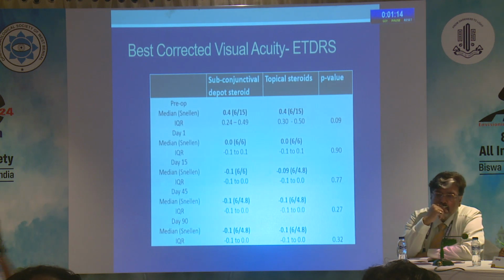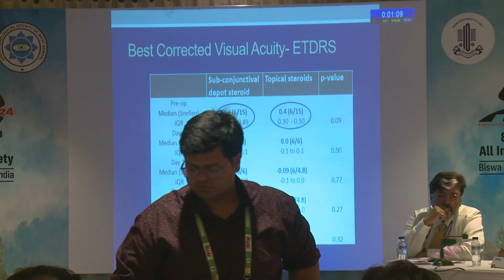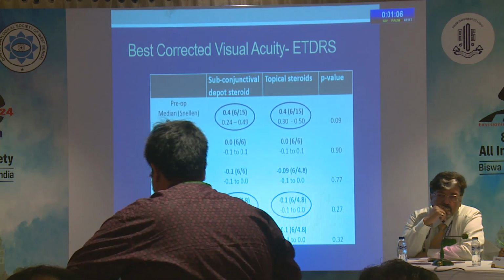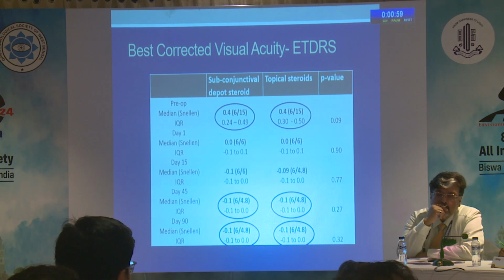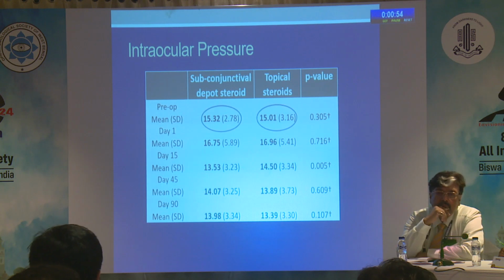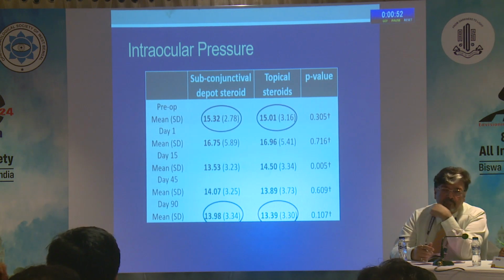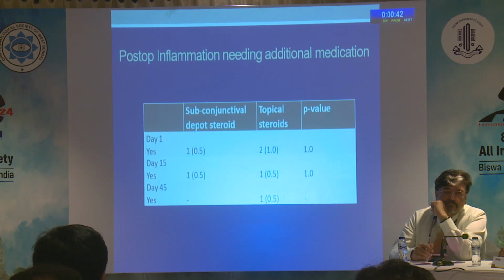The best corrected visual acuity was analyzed, and the preoperative visual acuity in both groups was 6/15, which improved to 6/4.8 in both the 45-day and the 90-day follow-up. And this difference was not significant because the visual outcome was very similar. We looked at the intraocular pressure, and again, they are both comparable in the pre-op as well as in the final follow-up. It reduced by about a millimeter in the final follow-up compared to the pre-op, and there was no issue with glare. We had one patient where we had to remove the depot because of sustained IOP spike.